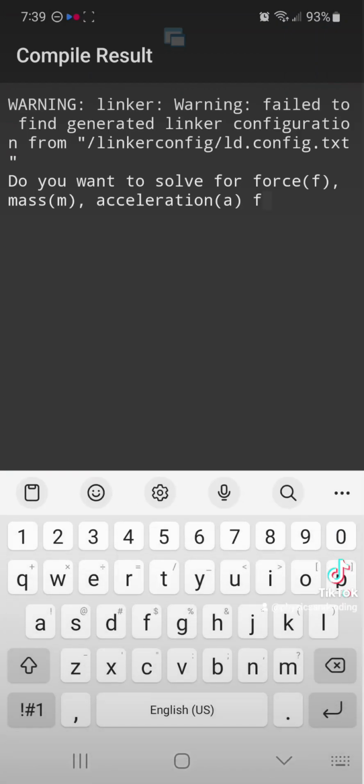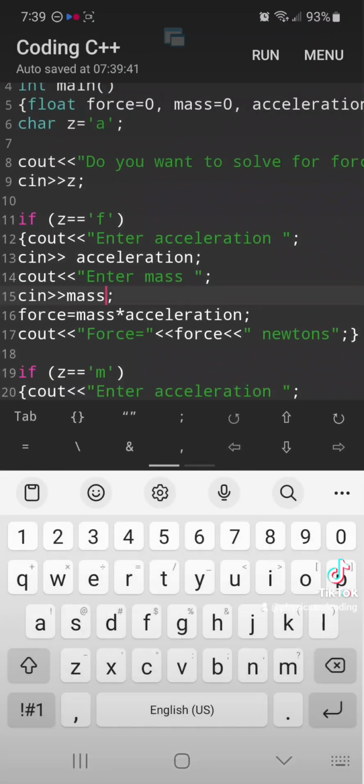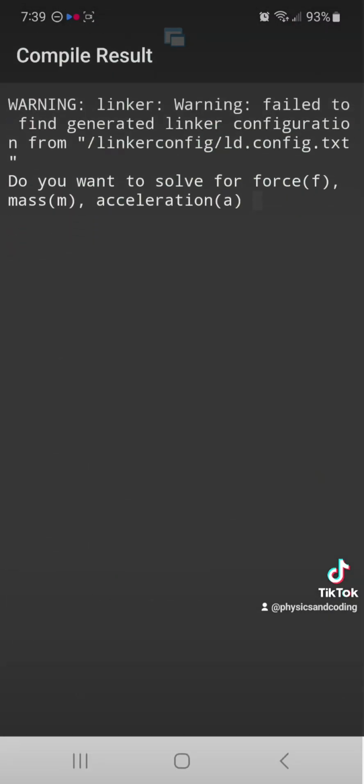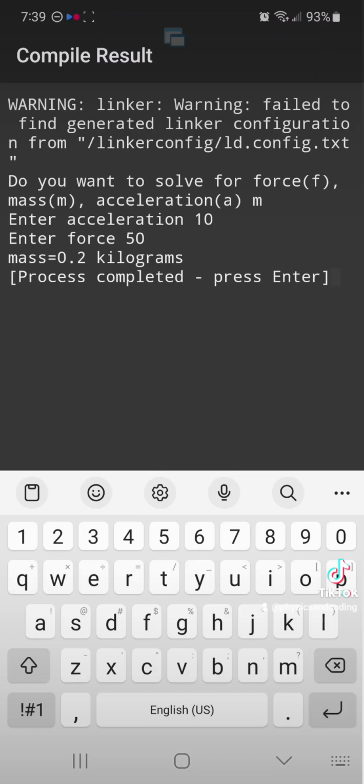Okay, so let's say we're going to solve for force. So enter acceleration of 5. Let's say mass was 10. So our force is 50 newtons. Okay, let's solve for mass this time. So acceleration is still going to be 10. Enter a force of 50. Okay, so the mass is 0.2 kilograms for this situation.